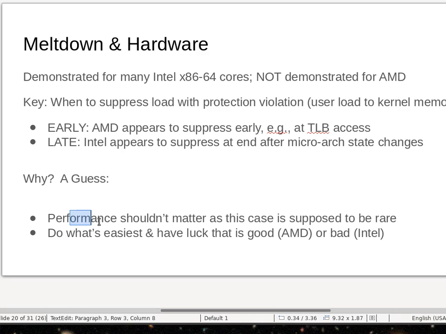Why does this work on Intel but not on AMD? It's luck. AMD's microarchitecture just happens to not be vulnerable to this, while Intel's is vulnerable. That sometimes happens. So in this case, AMD lucked out, and they did not have a problem with Meltdown. Intel has fixed their microarchitecture for new chips.